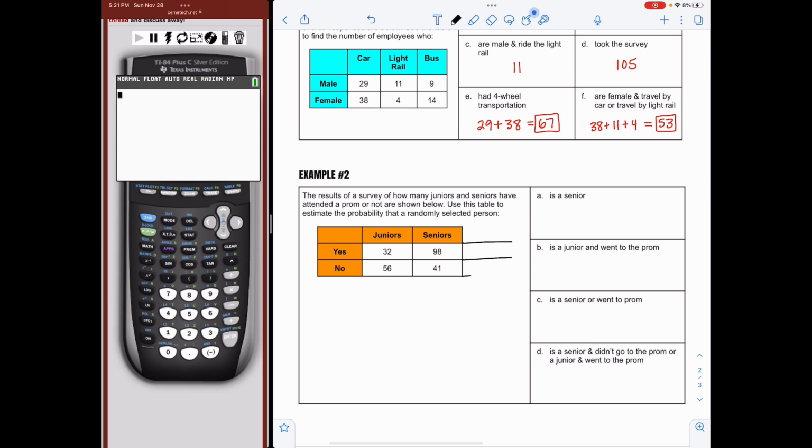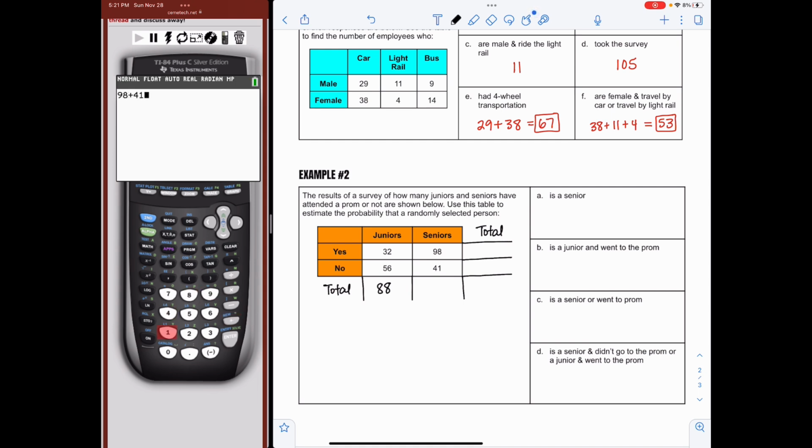So remember, your probability is the chance of something happening, or the number of ways that something can happen divided by the total amount that you have. So I'm going to put my total row and my total columns in, and I am going to go and add. So 32 plus 56 is 88.